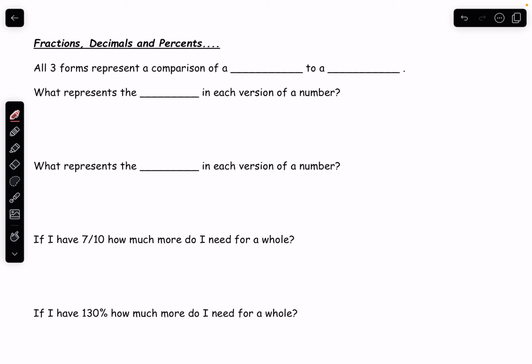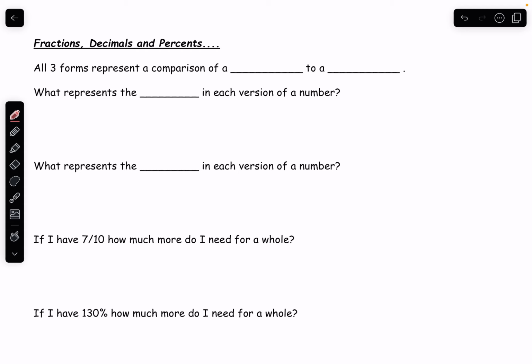Before we get into how to switch from one form to the other, which is really the bulk of the math that you're going to be doing today, there's a couple of things I want to make sure you understand about these three types of numbers. We're going to see them a lot this year. You are going to see a lot of percents, a lot of decimals, a lot of fractions, and I need these numbers to not be scary.